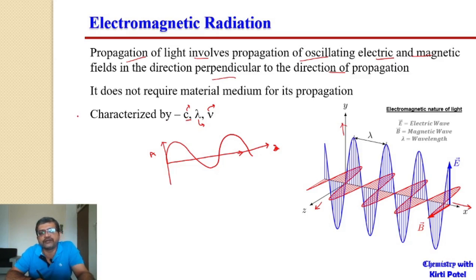This velocity of light for electromagnetic radiation is constant, and we normally have it as 3 times 10 raised to 8 meters per second, which is the value for c, the velocity of light. Similarly, the wavelength of light is defined by the distance between any two points in the wave which are in the same type of motion.